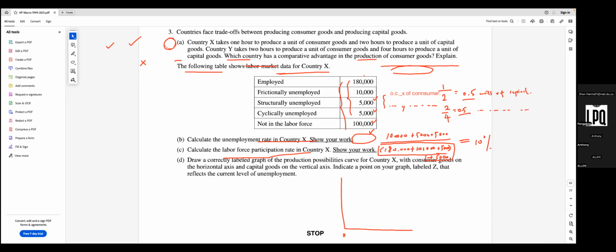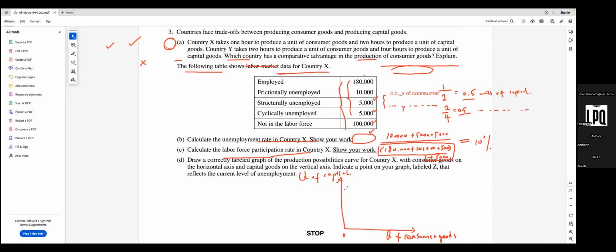I guess the question will tell you about this. So the consumer goods go on the horizontal axis. Here you just label it, by the way, quantity of consumer goods. And this one is quantity of capital goods. Okay, you should check your answers. Make sure you correctly label your horizontal axis and the y-axis. And then you just draw a PPC.